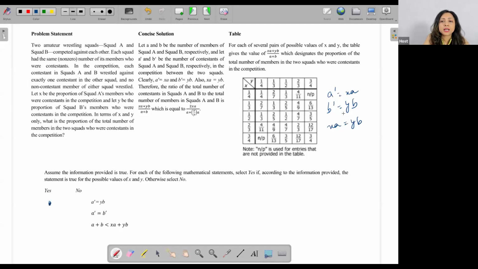A dash equal to b dash. We know that xa equal to yb and A dash equal to b dash, right? We know that the contestants are the same in both the teams, so that is why this is also yes.